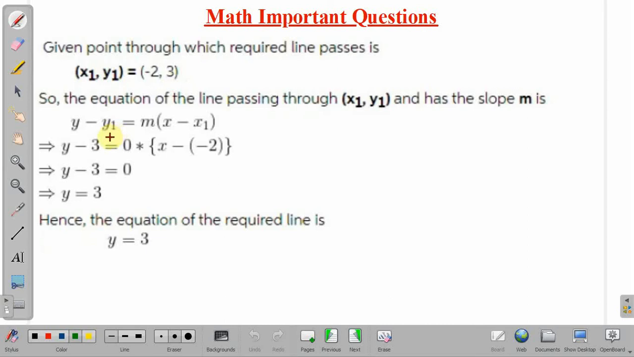So substituting x1, y1 and the value of the slope, we will get y minus 3 equal to 0 into x minus of -2. The right side will become 0 as it is multiplied by 0. So we will get y equal to 3. Hence the equation of the required line is y equal to 3.